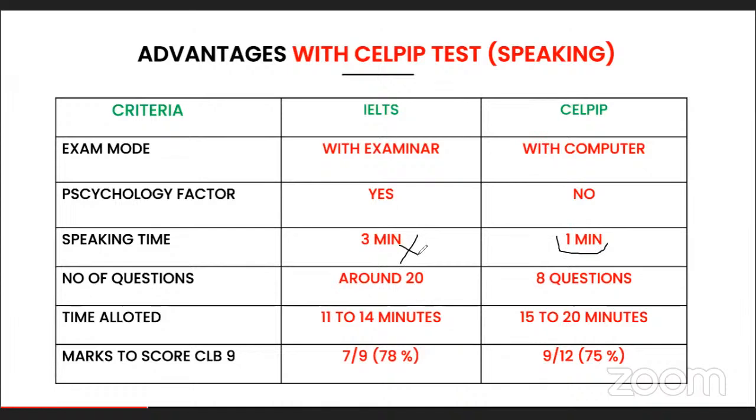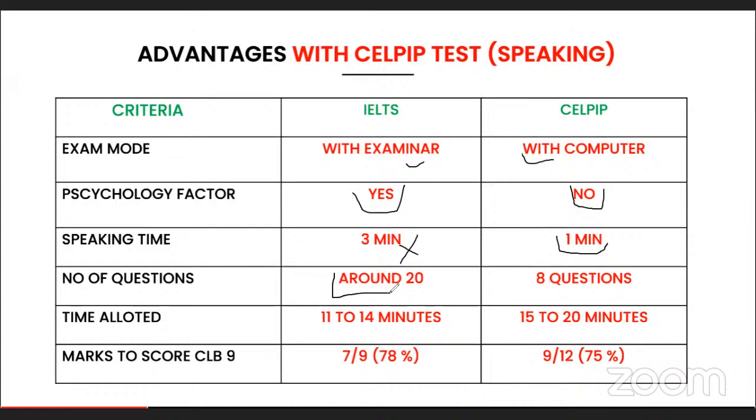What happens in IELTS is that you will have to speak for at least 2 to 3 minutes for a single question. So the first point: in IELTS, you get an examiner; in CELPIP, you don't get an examiner. You have to do this exam in front of a computer only. Psychology affects a lot, since you know that the other person is very good with English, but in CELPIP, it doesn't affect at all, because you know that there is nobody. You are the only person.